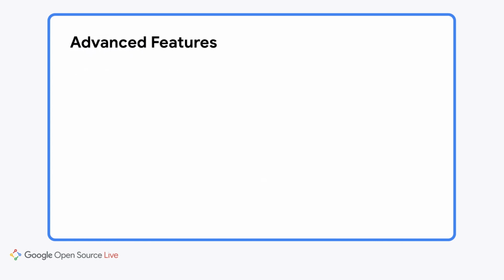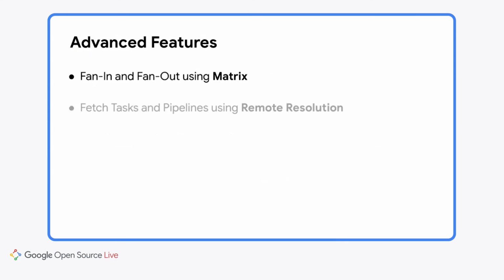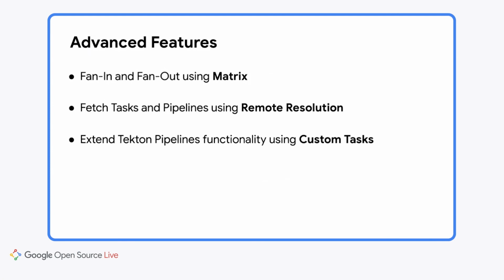Some of the advanced features in Tekton include fan-in and fan-out using Matrix, fetching of tasks and pipelines using remote resolution, and extending Tekton pipelines functionality using custom tasks.